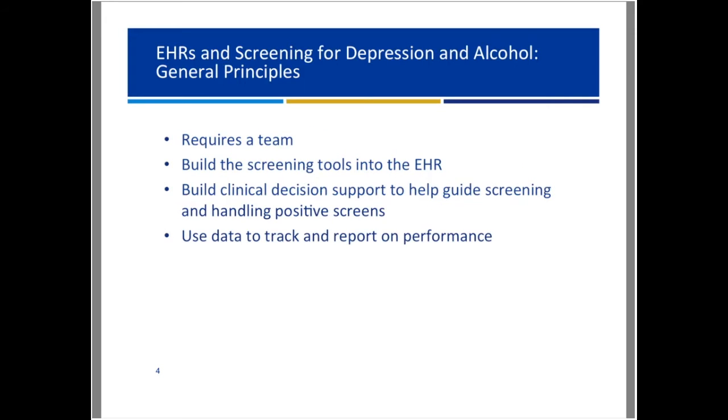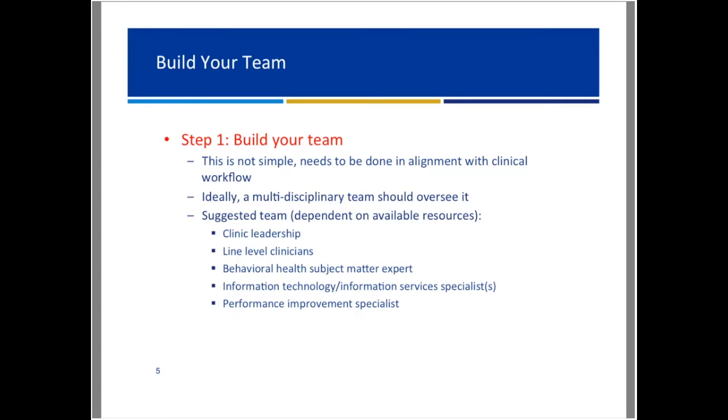Let's talk about some general principles. We're going to review each of these in more depth. This effort is not an easy one. It's going to require a team. We'll talk about that team in a little while. You are going to try to build the screening tools into the electronic health record. Along with those tools, you'll need to decide what clinical decision support guidance you want also embedded in the electronic health record to help guide when the screening should be done and how to handle positive screens. And you're going to want to leverage the data in the electronic health record to help you track performance and report on it. So first, let's talk about your team.